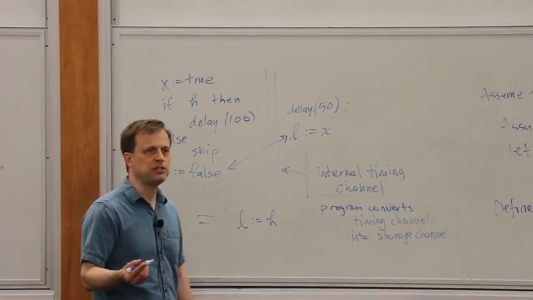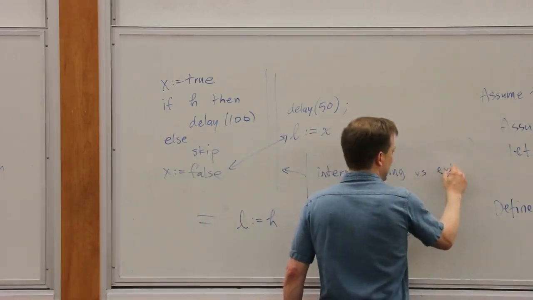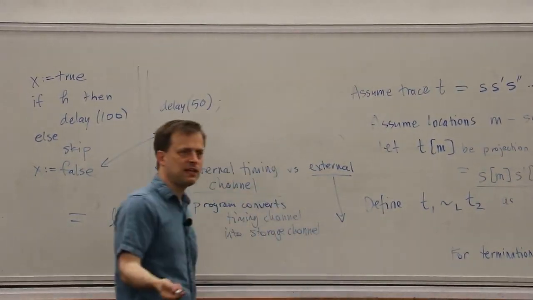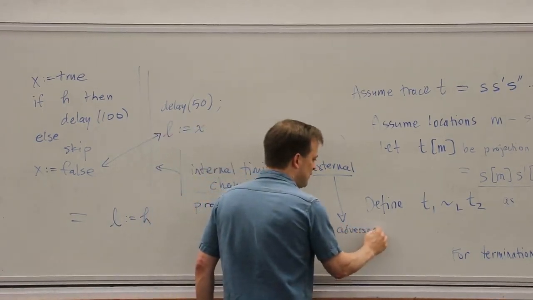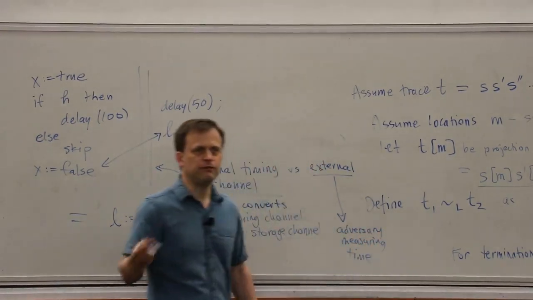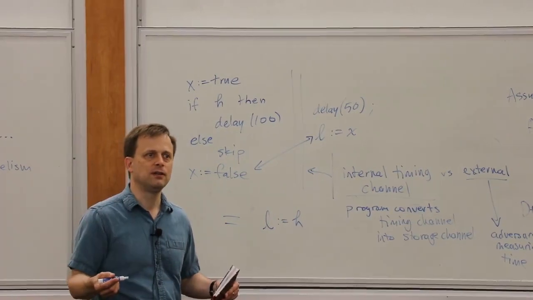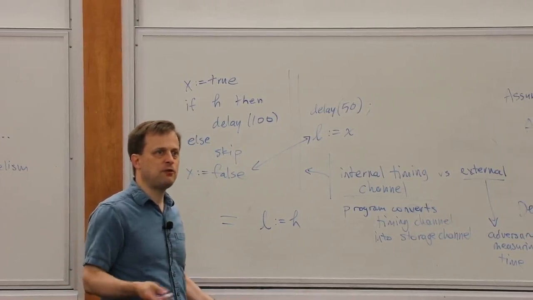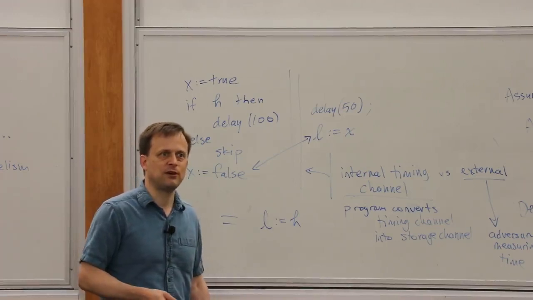An external timing channel is one where you have somebody outside the system measuring time. So the adversary has a clock and is measuring time directly, as opposed to trying to make inferences based on the relative order of events that happen during the program execution. In reality, we care about both of these things, but it's nice to have a way to enforce internal timing channels separately from external timing channels, because external timing channels are hard.